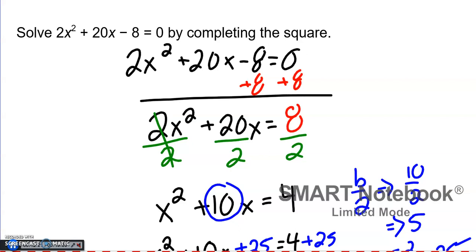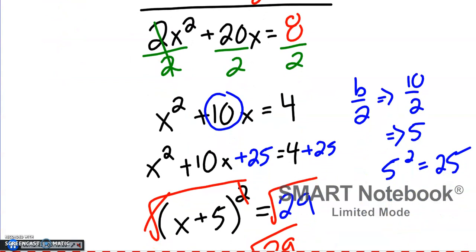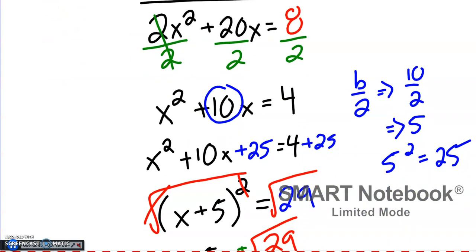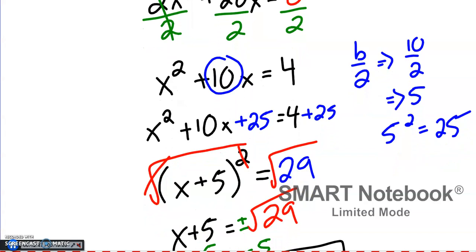We need a to be 1. We need that ax squared to be 1, right? In this example, it was 2. In this example, we had 2x squared. We simply needed it to be 1x squared. In order to do that, we divide everything by the coefficient. We were lucky that it turned out to be some nice numbers for us, some friendly numbers. So we resulted in x squared plus 10x is equal to 4.